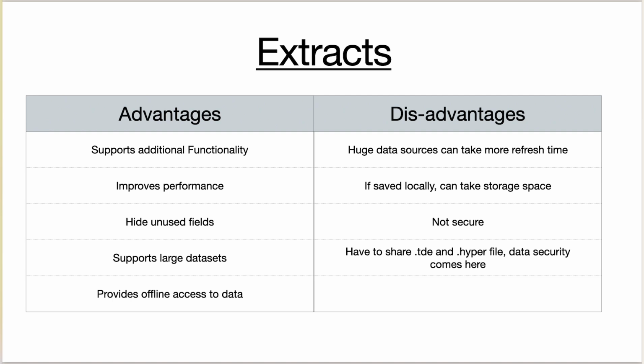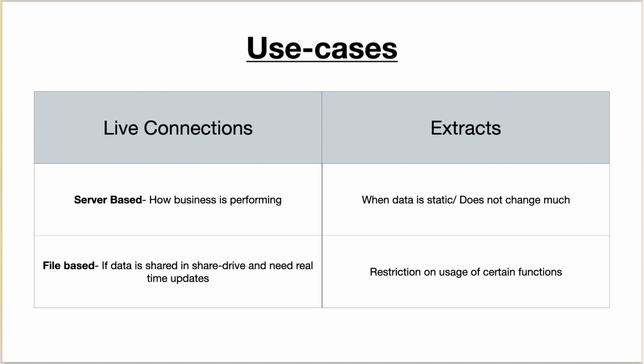Now we'll see a few use cases of when to use live connection and when to use extracts. When it is server based, for example, we want to check how our business is performing, in that case we need real-time updates, so we'll go for live connection. File based: if the data is shared on, let's say, any shared drive or any kind of tool where we can share the data, and at that time we need real-time updates, then in that case we can go for live connections. Now, when it comes to extracts, when data is static, or basically that means it doesn't change very frequently, in that case we can go for extracts.